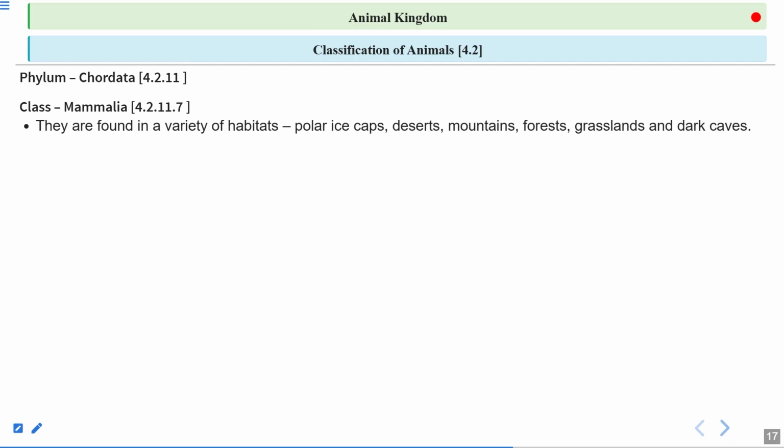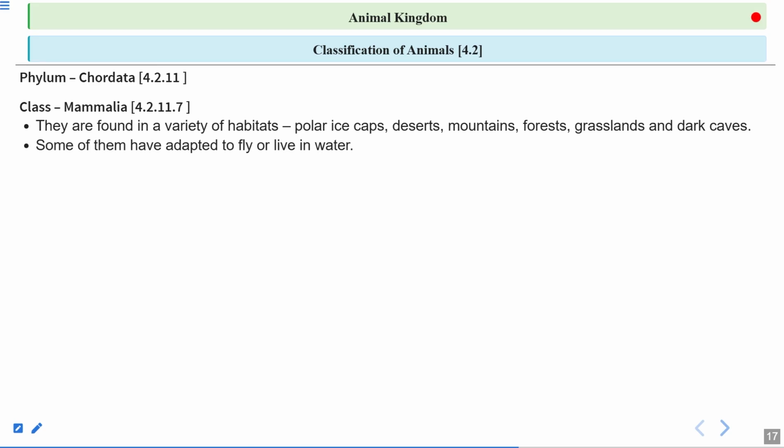Now we will talk about the most advanced class of Chordata, that is Mammalia. They are found in a variety of habitats. You can see mammals in very extreme climates also. Polar ice caps. In the case of desert also. Mountains, forest, grassland and dark caves. Everywhere. Mammalia, yes, it includes humans also, right? So you see mammals in the polar ice caps, deserts, mountains, forest, grassland and dark caves as well.